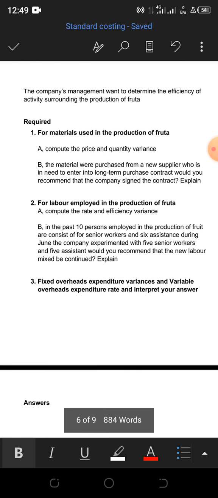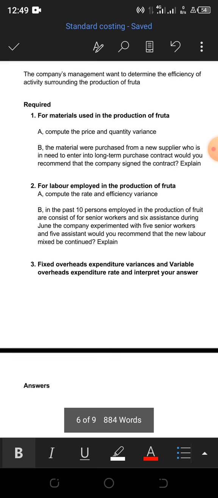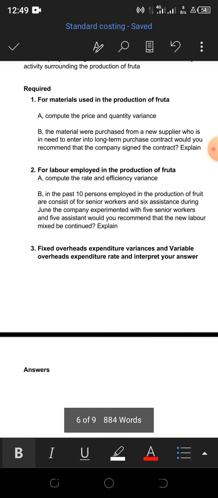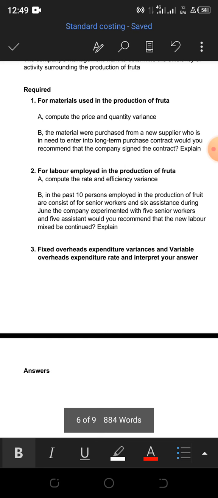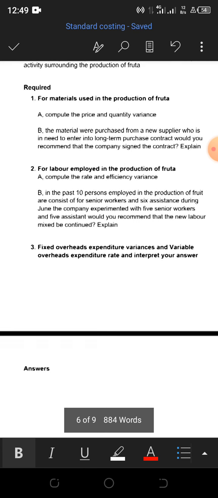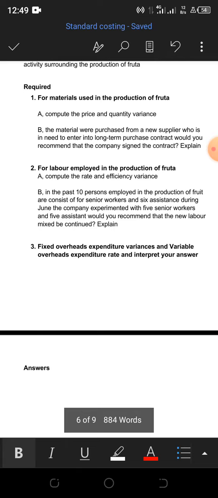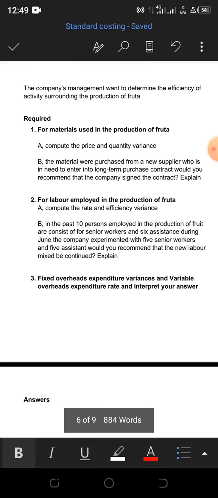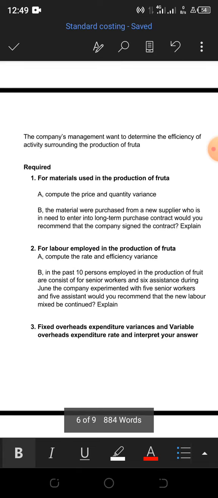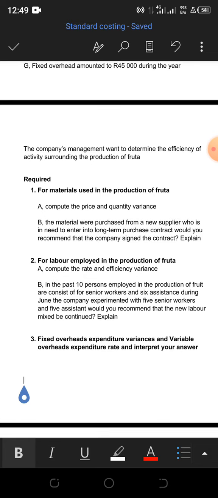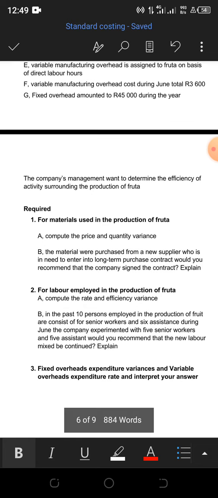Then the following question is a theory question that you have to apply what you calculate. Then question 3, a fixed overhead expenditure variance and variable overhead expenditure rate, and interpret your answer. So number 3, we are going to calculate the fixed overhead expenditure variance and variable overhead expenditure rate. Then after that, we're going to interpret our answers. So the theory part is very important under this topic. Okay, so let's start with the first part.